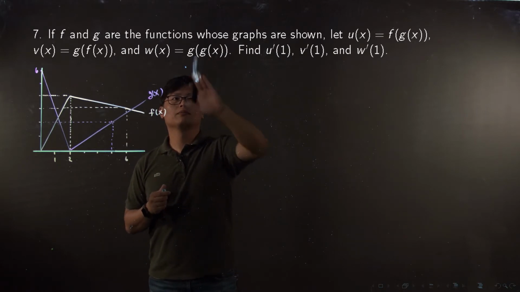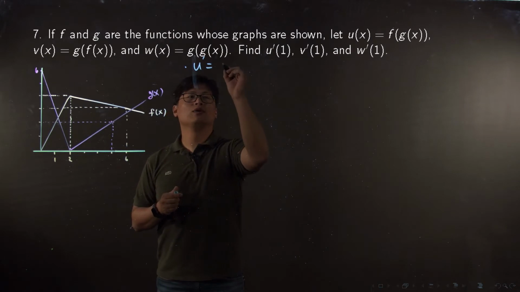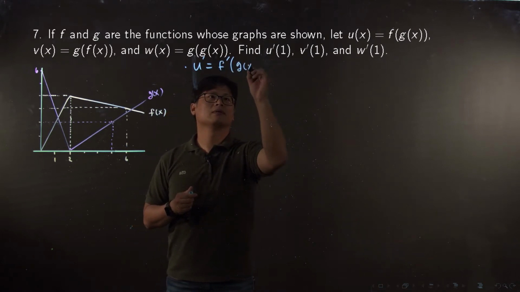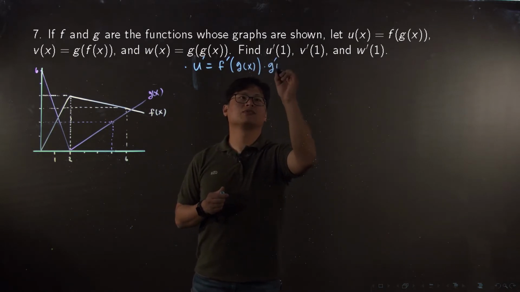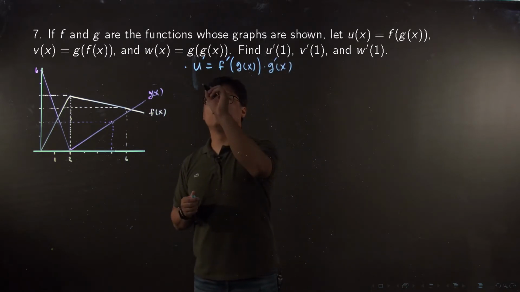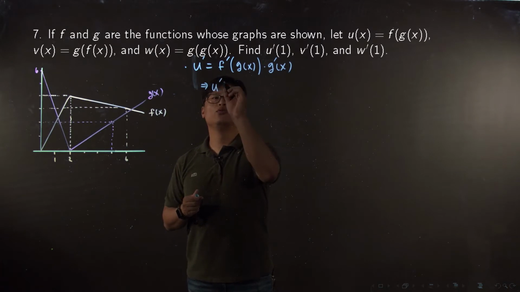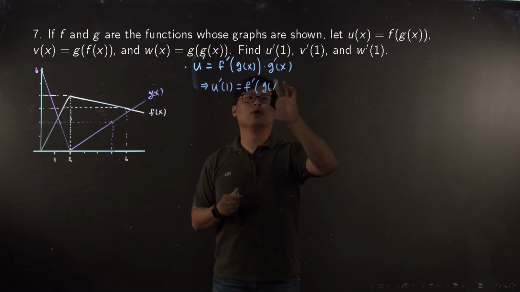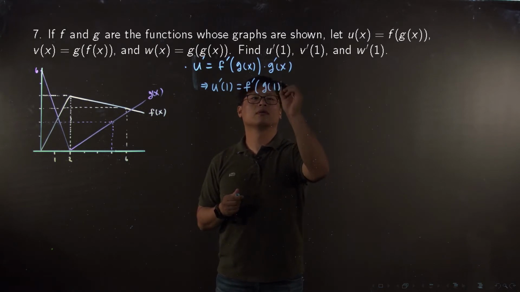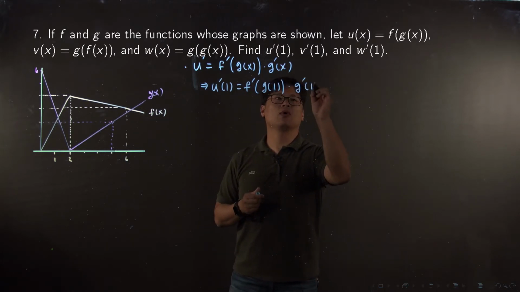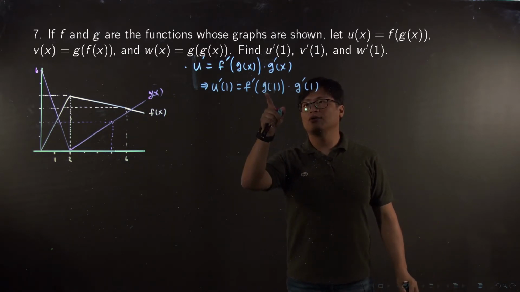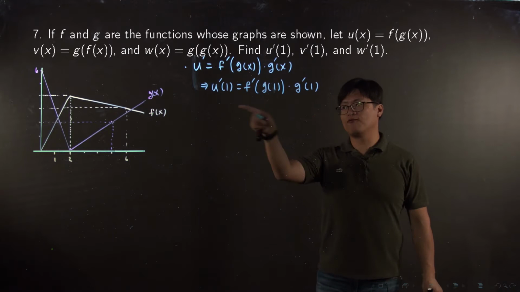u prime is a 2-layer chain, right, which is the outer function prime times the inner function prime. Then when you plug in 1, u prime of 1 is equal to f prime of g of 1 times g prime of 1. Is that clear? Now we have to figure out g of 1 and g prime of 1 from the figure.